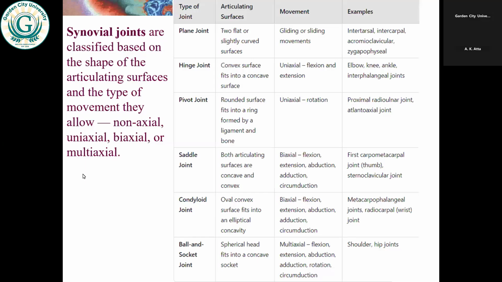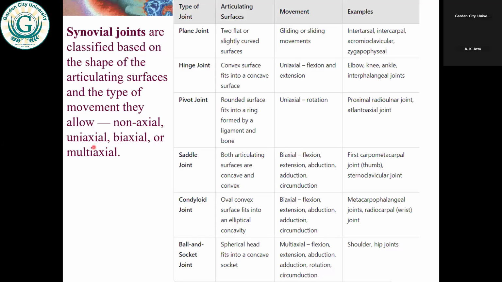Articulating. We also have the type of movement that they allow. So we have non-axial, we have uniaxial, we have biaxial, we have multi-what? Axial type of movement. So when we say uniaxial, it means that the movement occurs in what? One plane. So biaxial will be two planes. The multi will be what? Several planes. So multiaxial can also mean polyaxial.